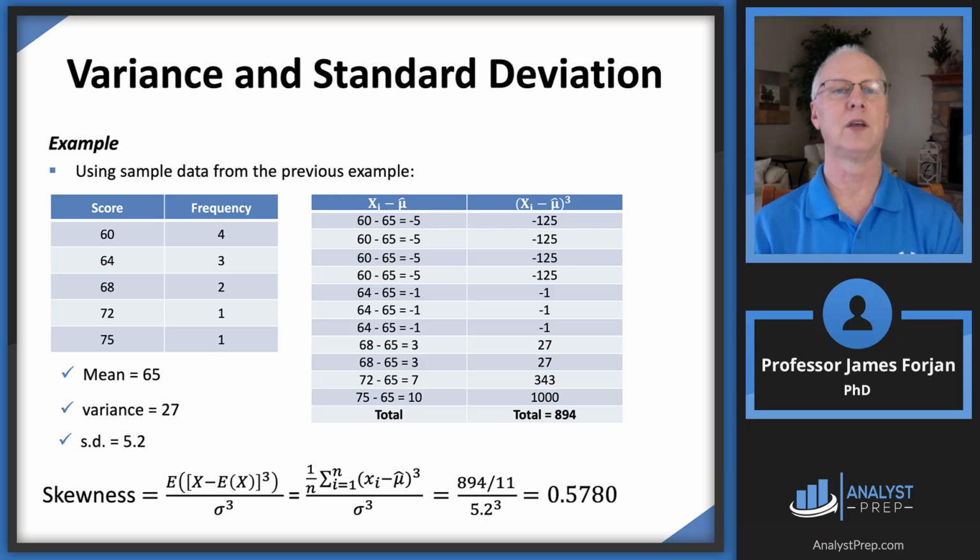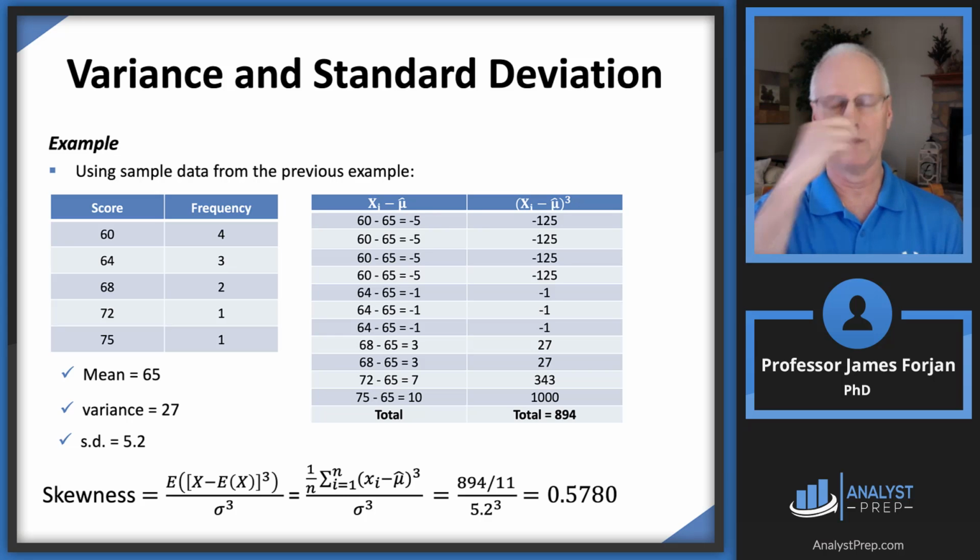Let's go ahead and calculate the skewness from our previous example. We know the mean is 65. We know the standard deviation is 5.2. So what we want to do is compute the third moment of the distribution. And this is really almost an identical calculation to the variance. But notice at the top right in that fourth column, I'm going to take each individual score minus the mean score, and then I'm going to raise it to the third power. This is called the third moment. Skewness is the third moment, right?